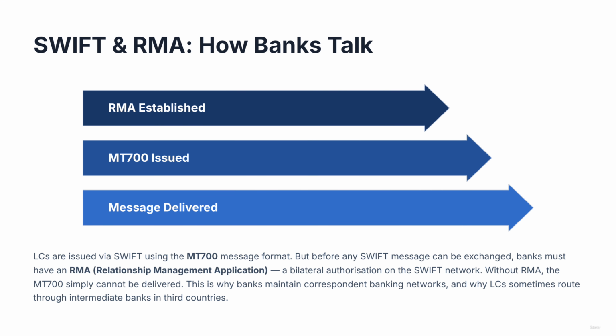This is why banks maintain correspondent banking networks, and it is why, in practice, LCs sometimes route through intermediate correspondent banks, particularly when the issuing bank and the beneficiary's local bank do not have a direct RMA relationship. Now let us walk through the full transaction.